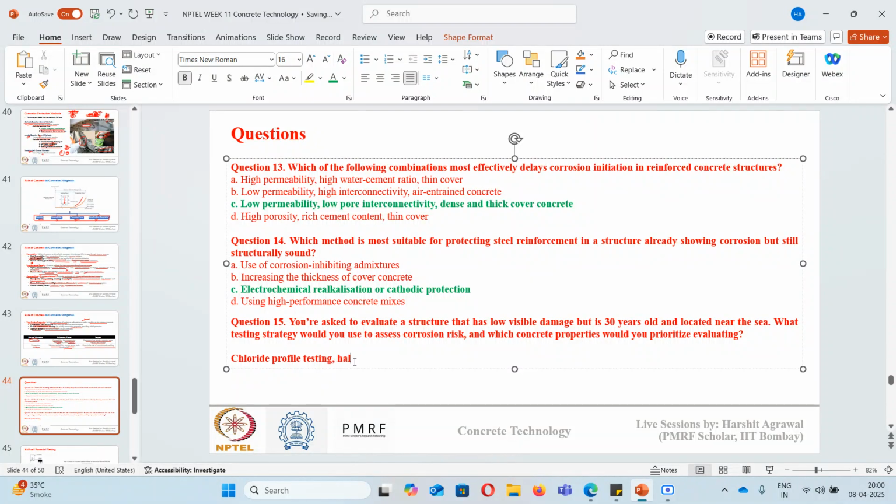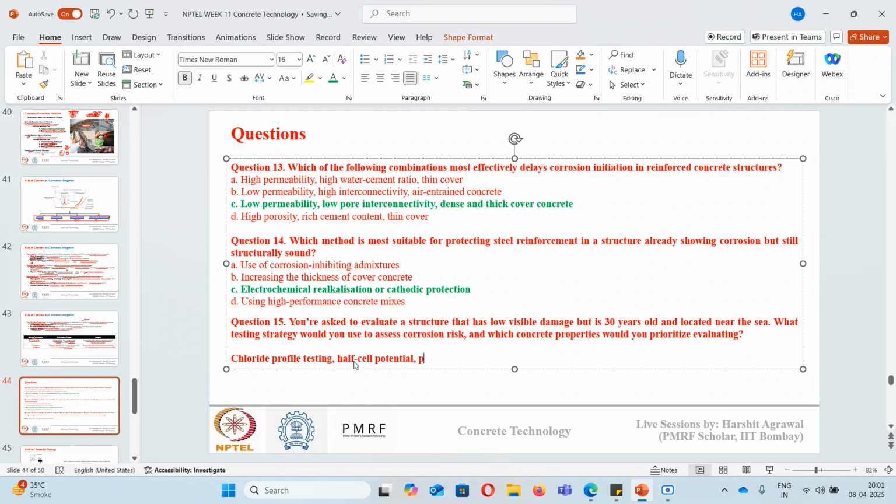Then we can use half cell potential measurement. As we saw earlier, half cell potential can help us to know the electrode potential of a system, and based on that electrode potential we can do a mapping of whether the corrosion that is happening on the steel surface is active or passive.